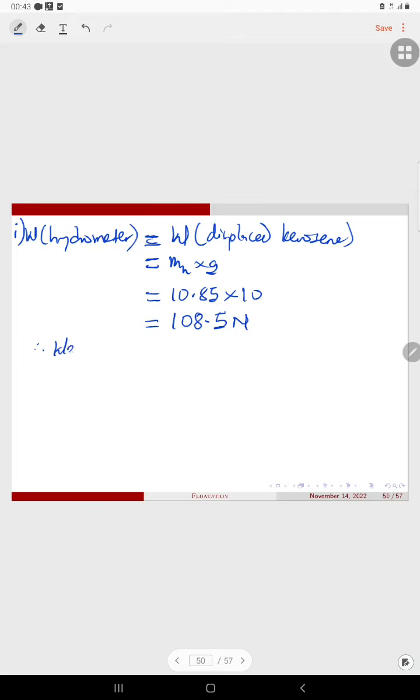Therefore, weight of displaced kerosene is what?